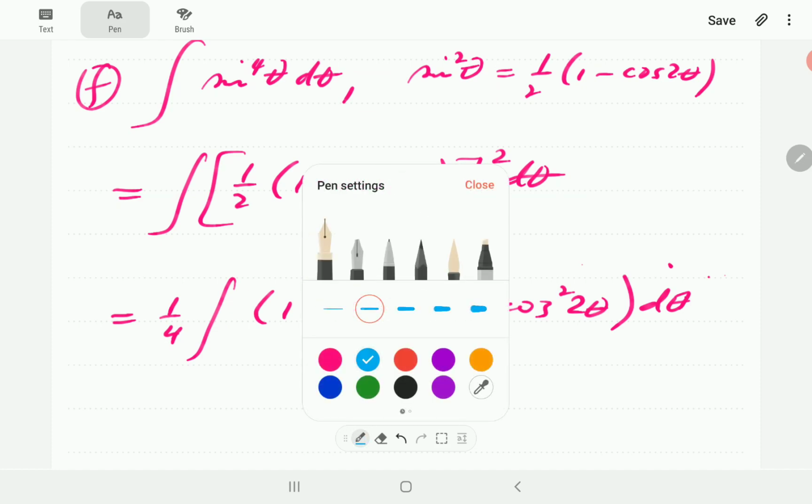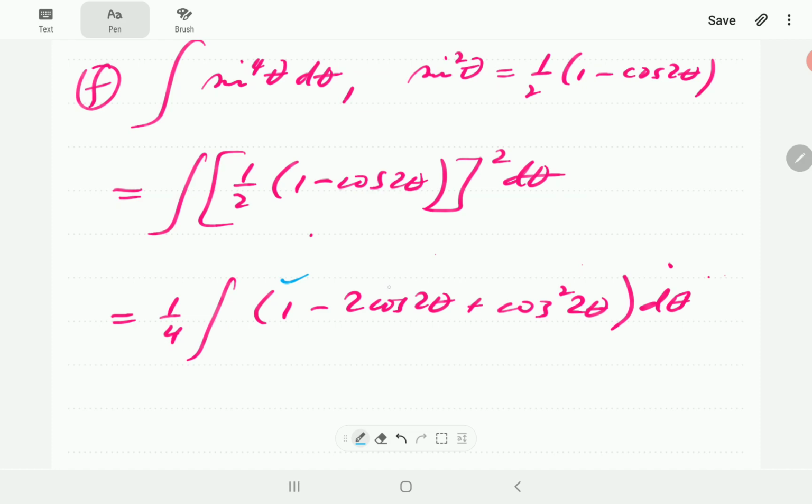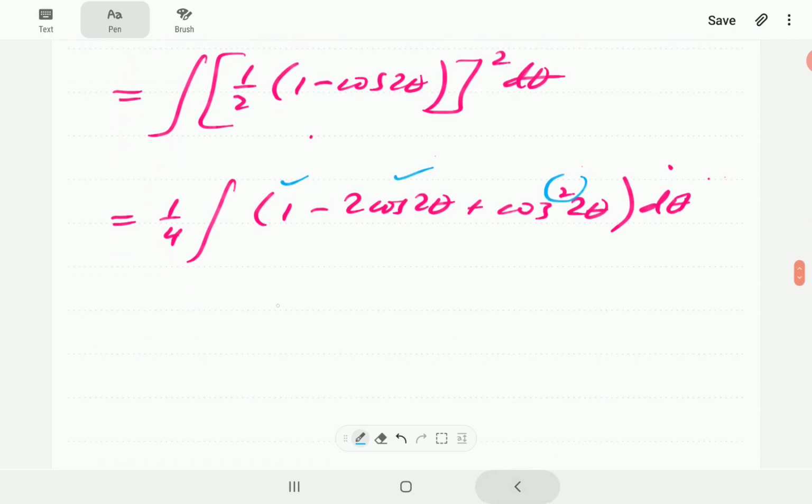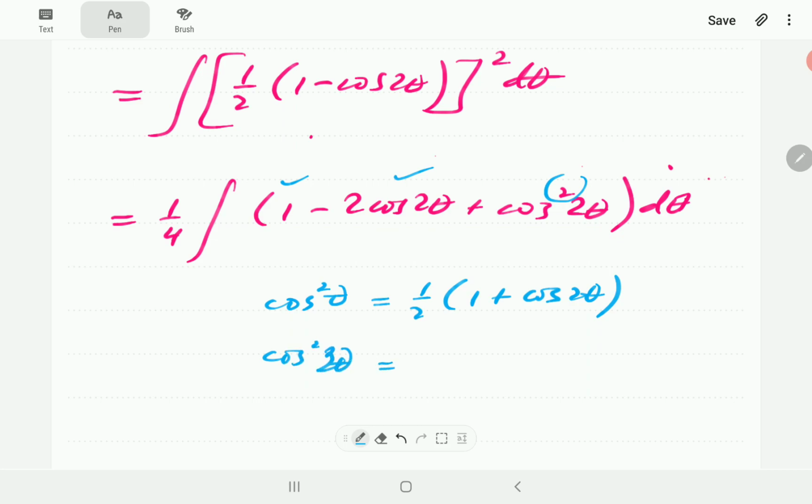The first one we can integrate, no problem. The second one we can integrate, no problem. The third one, we still have the same issue of an even power. So we're going to have to use a double angle formula again. Remember, cosine squared theta is 1/2 into 1 plus cosine 2 theta. So cosine squared 2 theta is 1/2 into 1 plus cosine 4 theta. So if you double this, you double that as well.